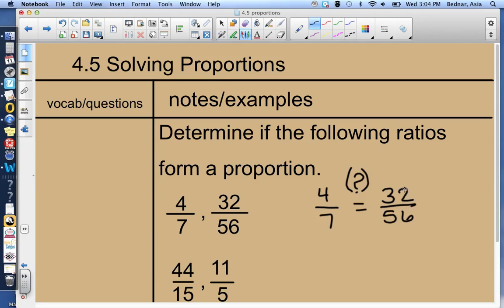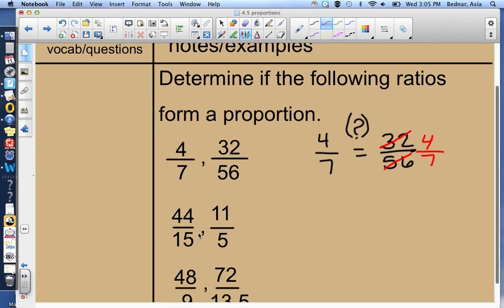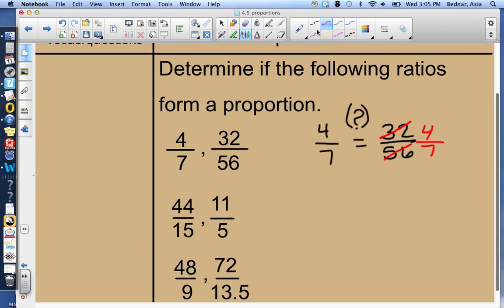I noticed that both of these can be divided by 8, so I'm going to divide these by 8, and if I divide 32 by 8, I get 4. 56 by 8, I get 7. So I find that 4 sevenths equals 4 sevenths. And yes, they are proportional. I am then going to try another problem. I am going to see, is 44 fifteenths proportional, or is that the same as 11 over 5?